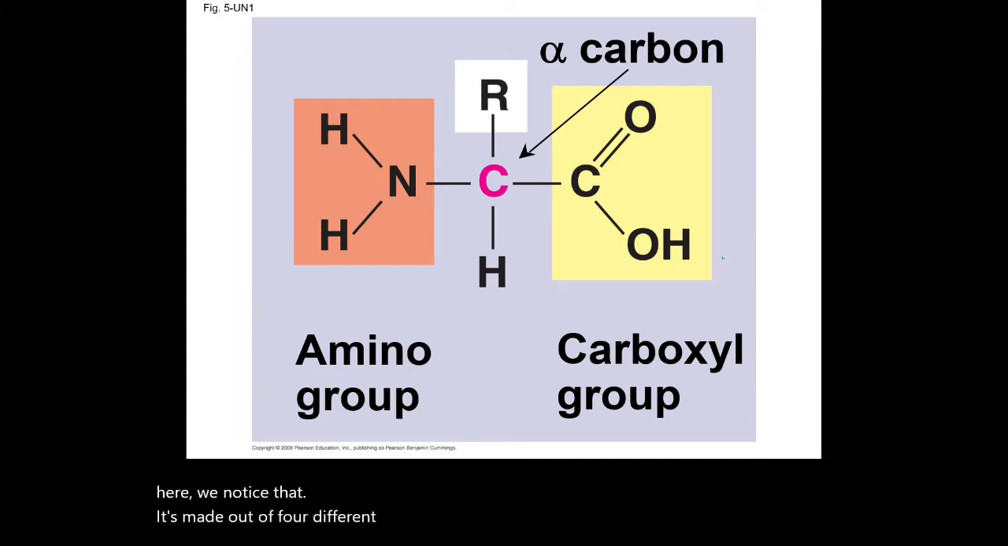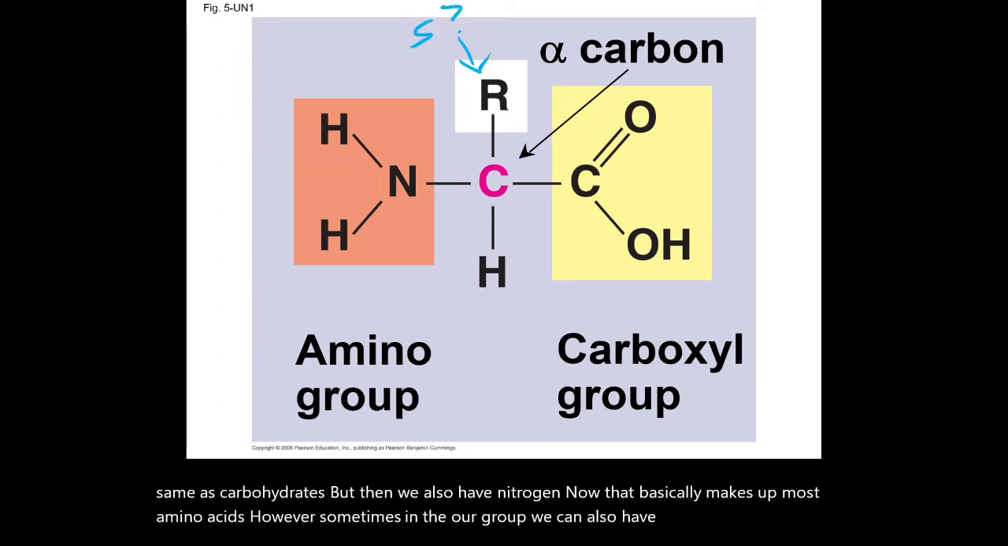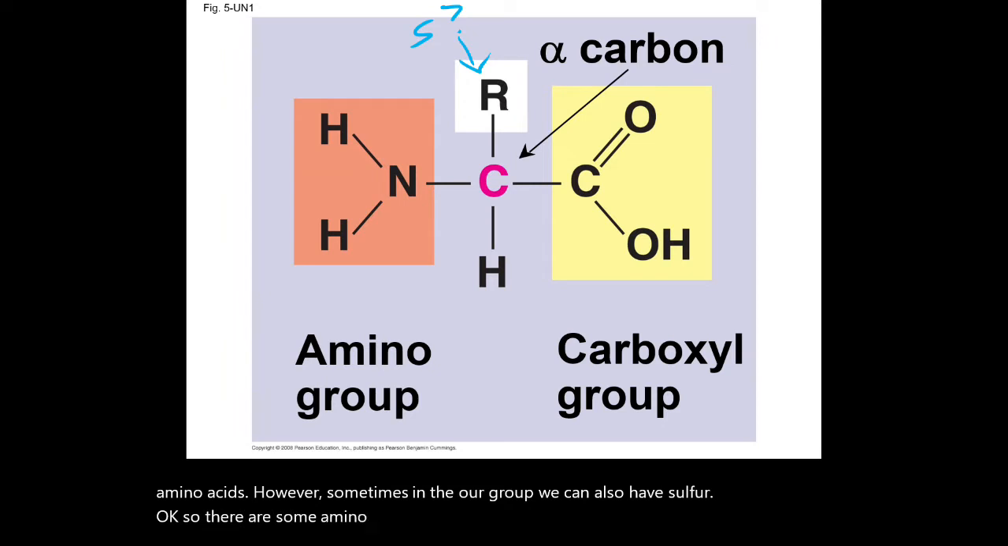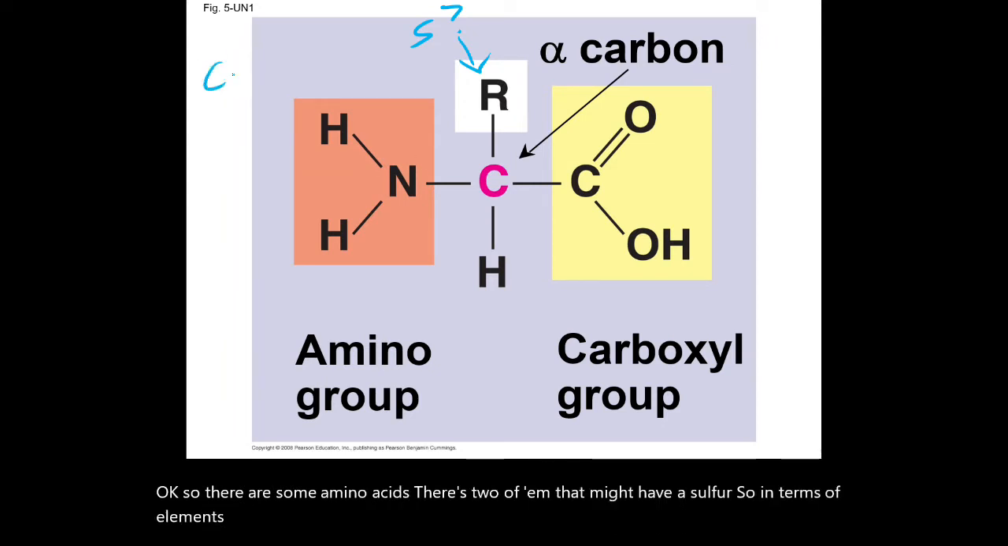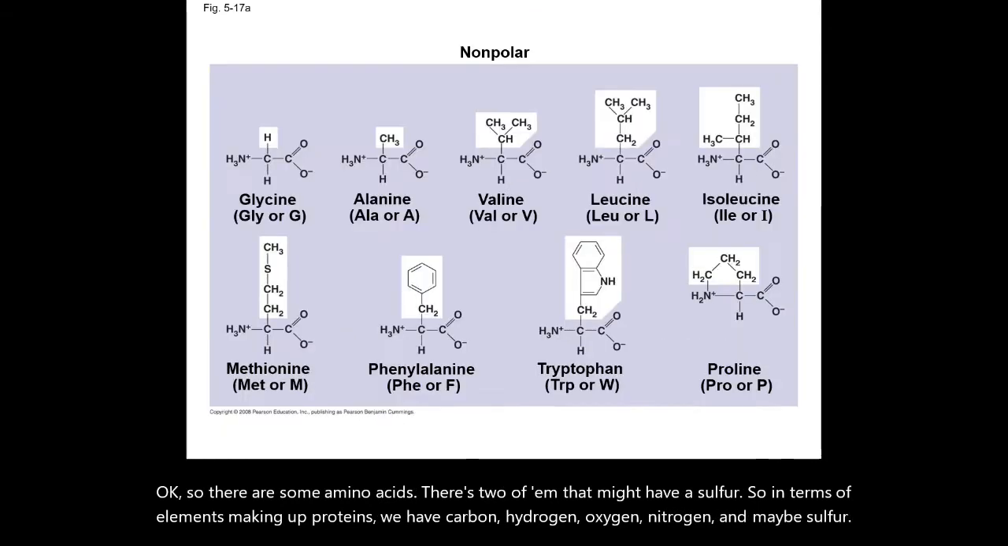So we have carbon, hydrogen, oxygen, which is the same as carbohydrates, but then we also have nitrogen. Now, that basically makes up most amino acids. However, sometimes in the R group, we can also have sulfur. There are 2 of them that might have a sulfur. So in terms of elements making up proteins, we have carbon, hydrogen, oxygen, nitrogen, and maybe sulfur. Okay? All right, let's move on.